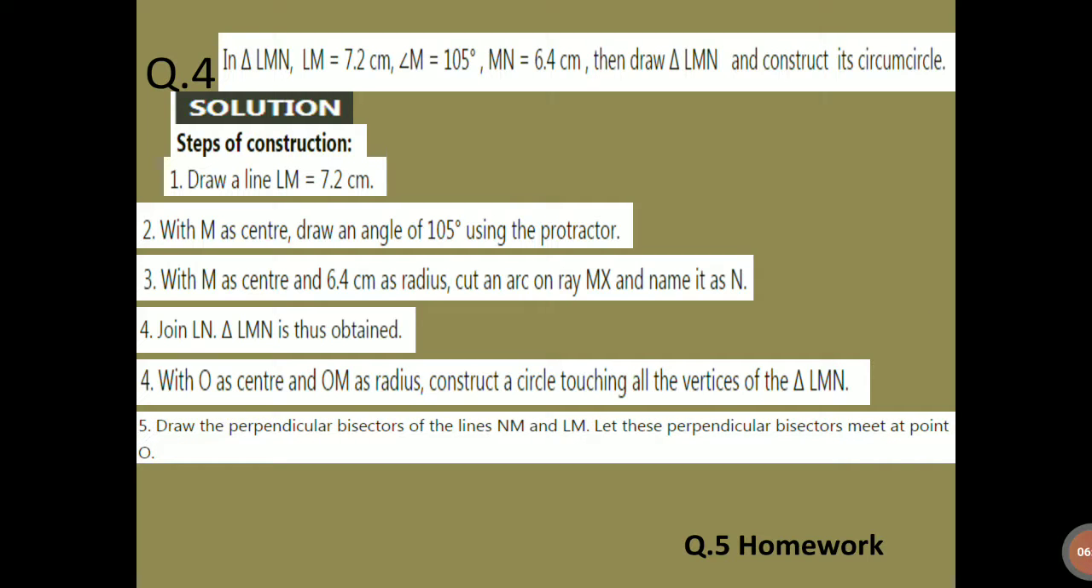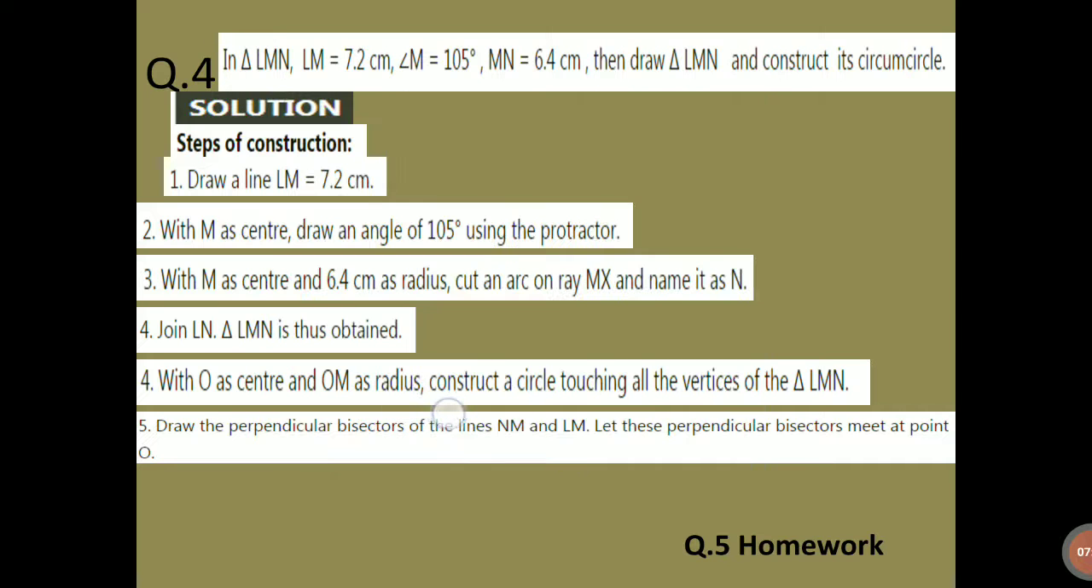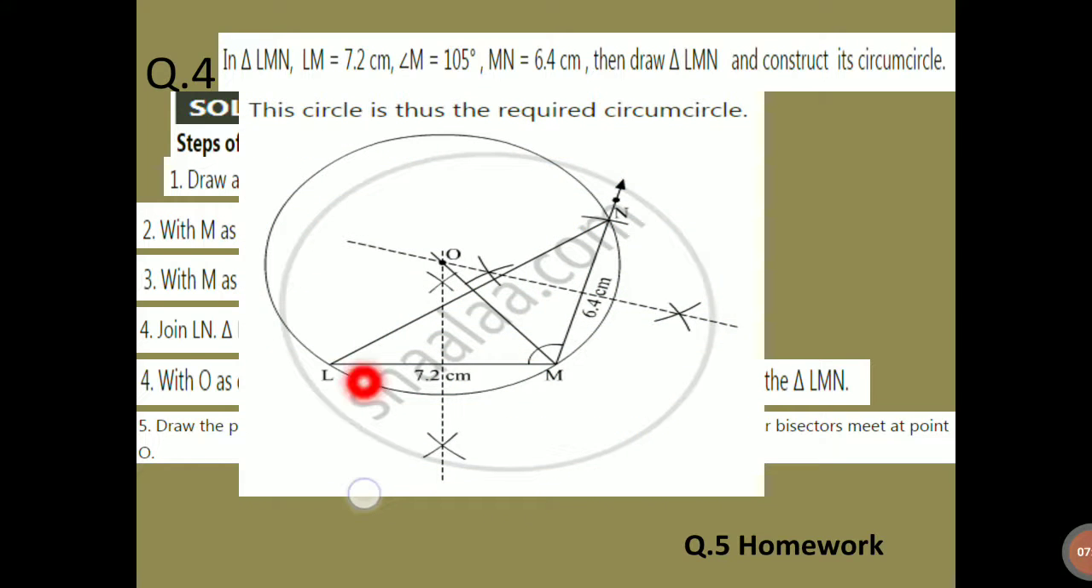Draw the perpendicular bisectors of line NM and line LN. Let the perpendicular bisectors meet at point O. This is the required diagram. First we have to draw LM.